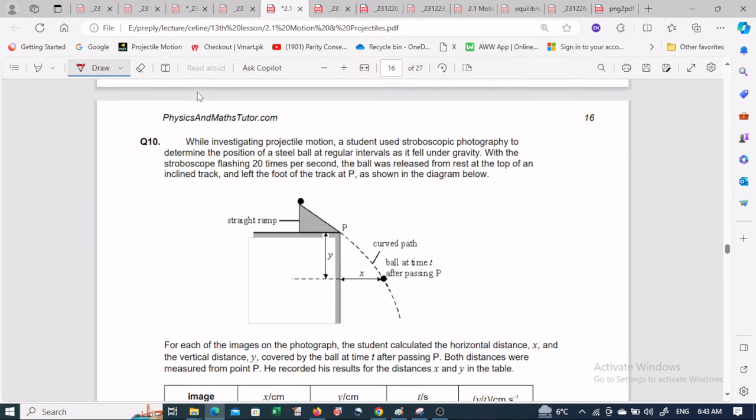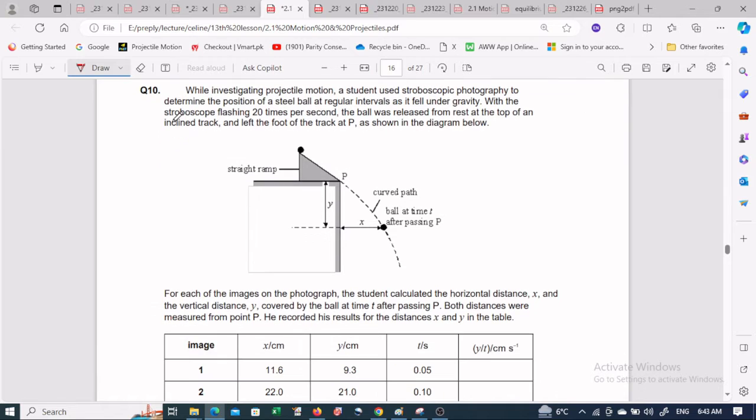Hello, in this video, I'm going to solve another A-level physics question. So, this is question number. While investigating projectile motion, a student used a stroboscope photograph to determine the position of a steel ball at regular intervals as it fell under gravity, with the stroboscope flashing 20 times per second.